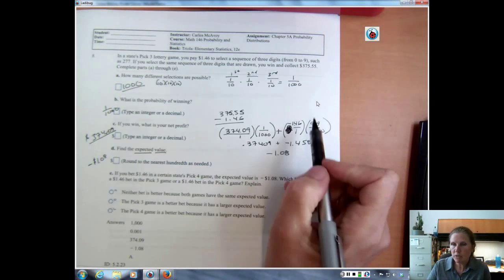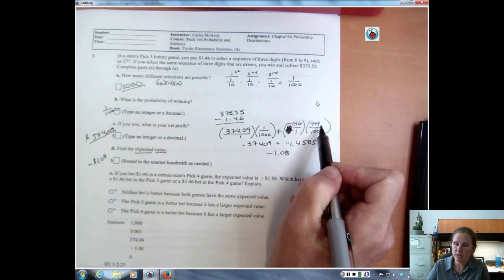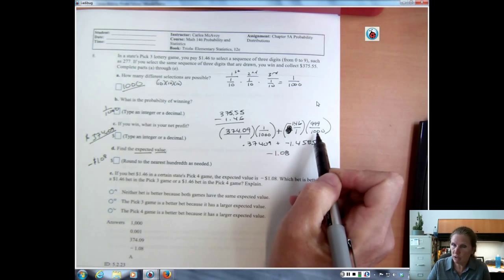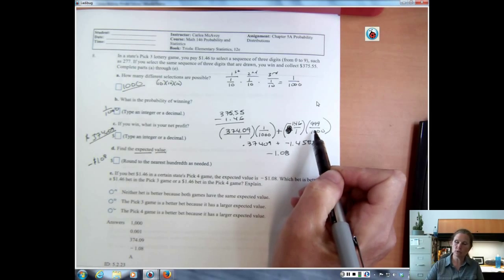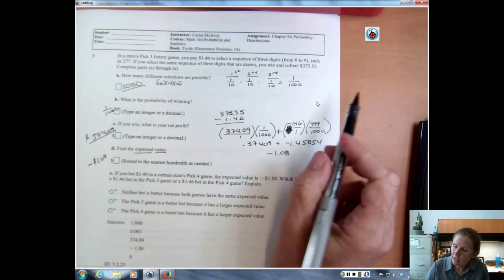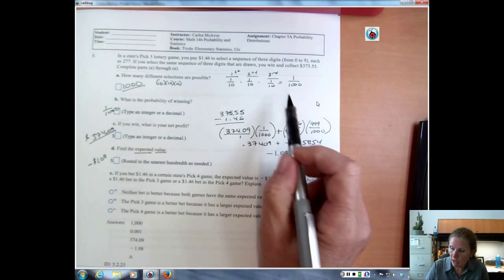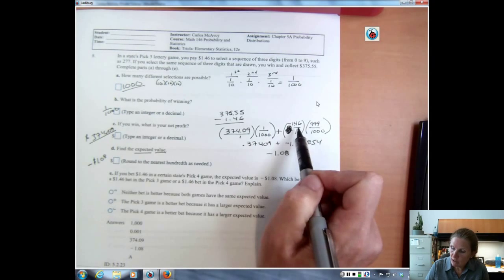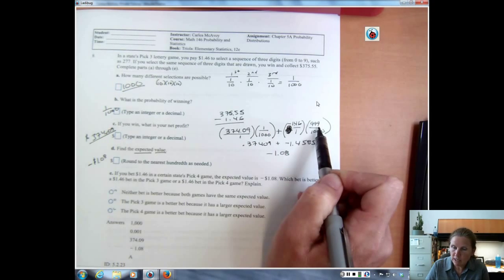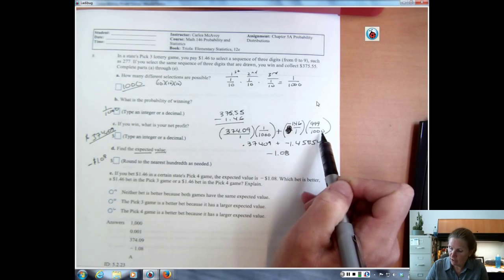But 999 times out of 1,000, you would lose everything that you put into it because you normally would not get the three numbers right. So that's negative 1.46. That's your loss because that's what you paid. You lose $1.46, 999 out of 1,000 times.